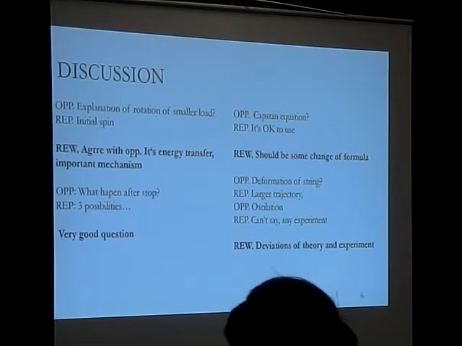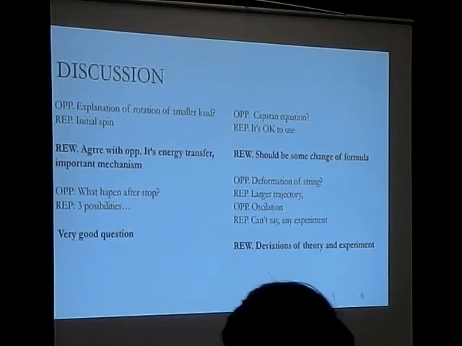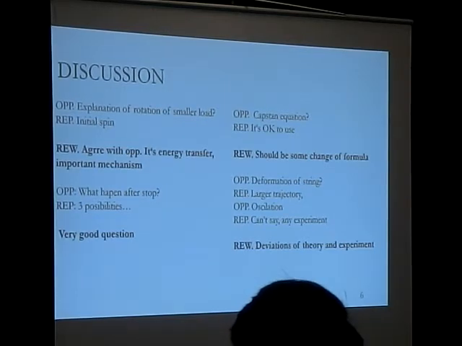The discussion, some main points, for example, about the explanation of the rotation I have spoken about. We agree with the opponent that transferred energy is an important mechanism in this task. Then he was asking about what happened after the stop. The reporter was talking about 3 possibilities. We think it's a very good question in this task. Then he also discussed the Capstan equation. I think there should be some changes in order to use it for dynamic friction.